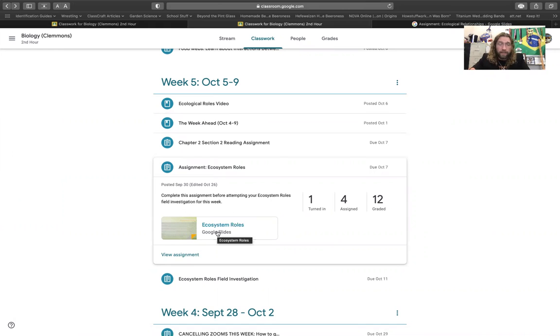Looking here at week 5, which was October 5 through 9, you had an assignment that went over the concepts of what the ecological roles were and how to identify them. And at the very end, there was one of those very important performance quizzes that some of you might be missing. It was another one of those 5-point quizzes. So, let's get into this.